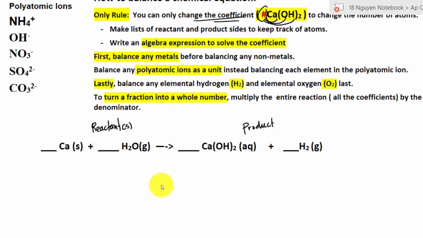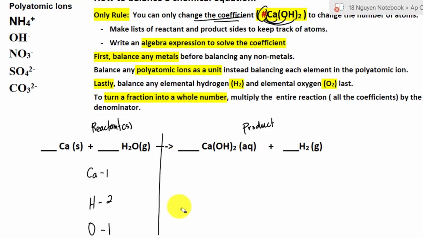The first thing we need to do is to make a list of all the elements on both sides, the product and the reactant, so that we know it is balanced, okay? So let's draw a line right between the reactant and the product side. And on the reactant side, we have calcium, hydrogen, and oxygen. And how many calcium do we have? Just 1. Ignore the s and the g, those are the states of matter of the substance. And the hydrogen we have 2. And then for the oxygen we have 1.